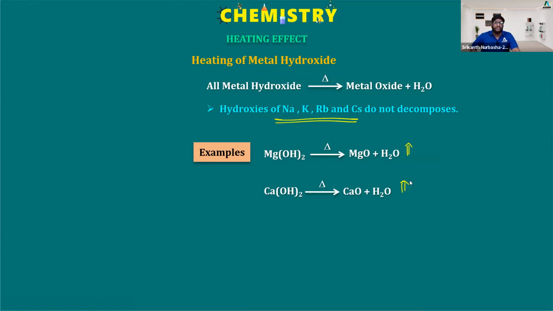Previously, what is obtained? If you heat carbonate, metal oxide and CO2, carbon dioxide. Metal hydroxide, if you try to heat, metal oxide and H2O is obtained. This is the heating effect of metal hydroxide as well as respective metal carbonates. You can also heat metal bicarbonates. You can also heat metal nitrates. We'll see all those cases.